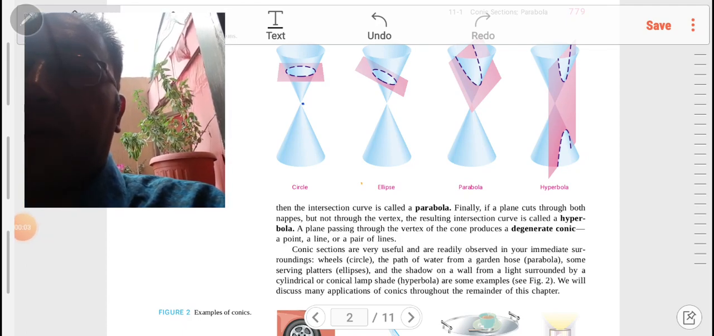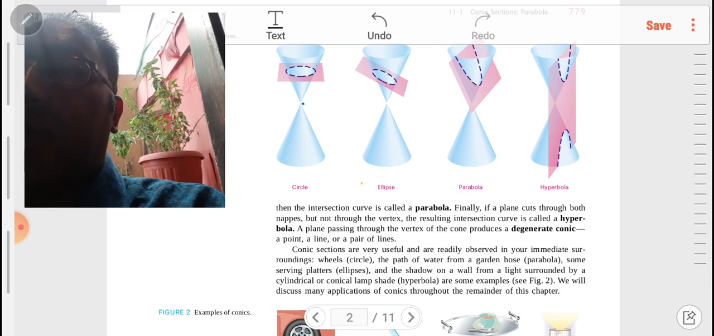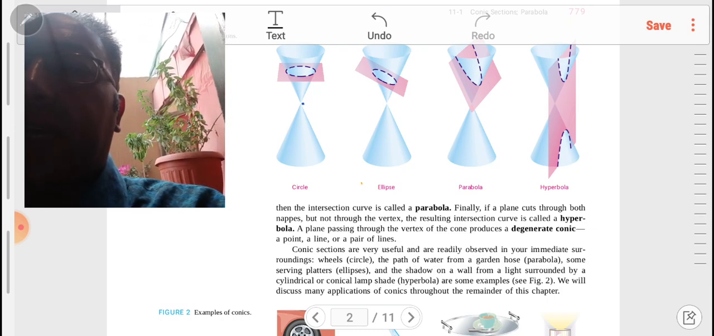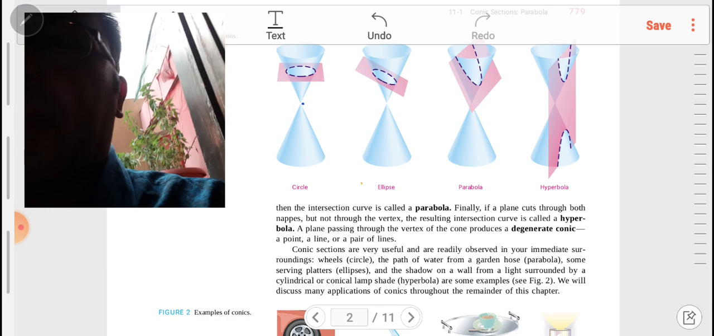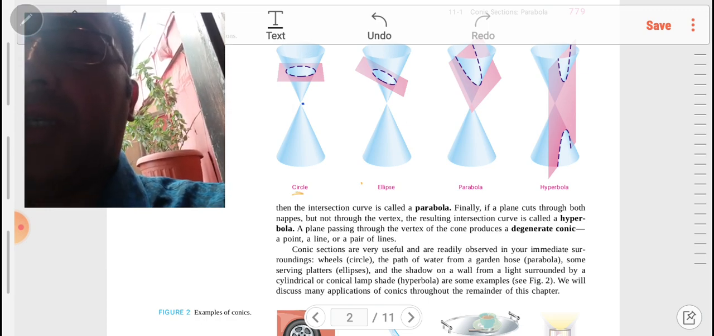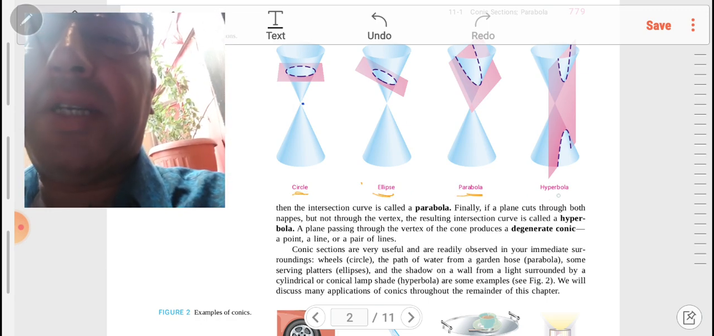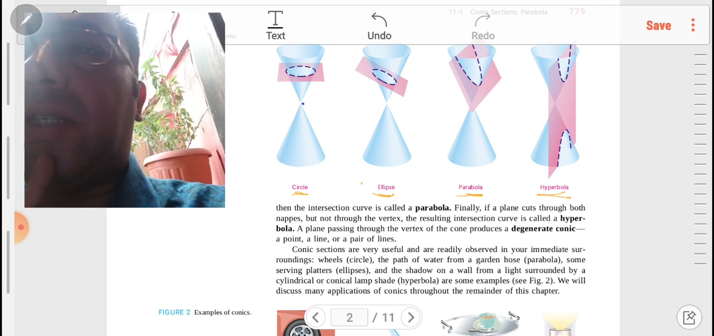Today's lesson is about the parabola equation. We're going to learn the parabola as one of the conic sections we learned before. Let's start first to take a summary about the conic sections we already learned.